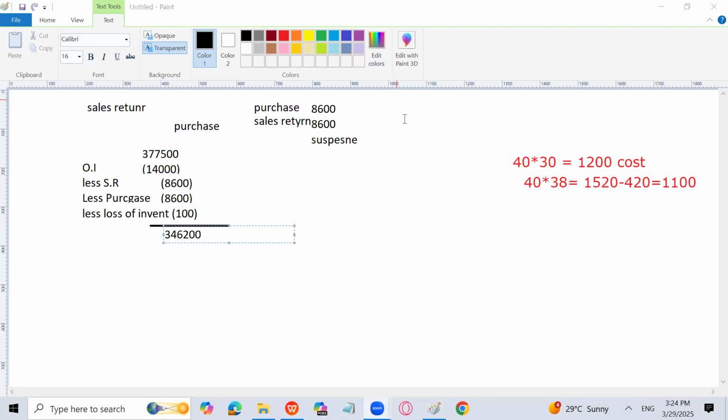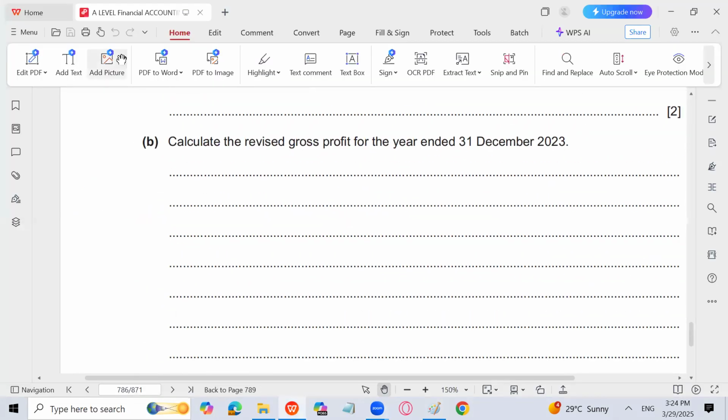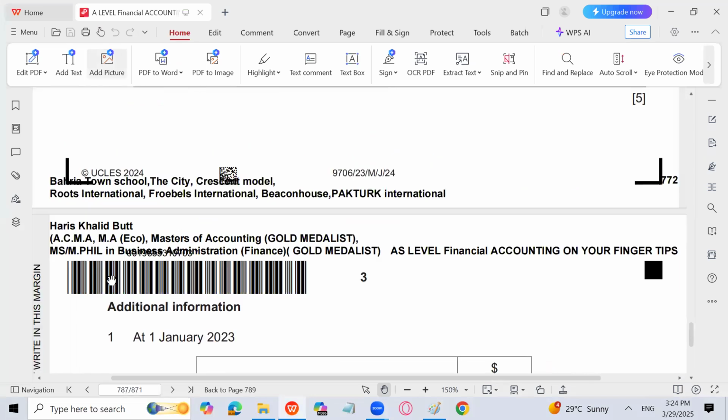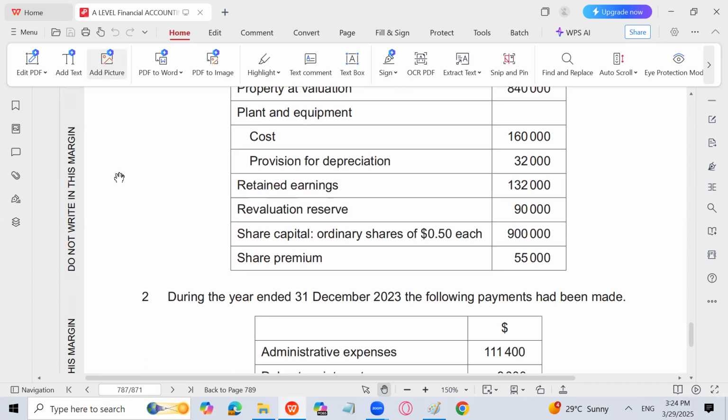Now let's move forward. The next part of the question is that we have to go for the income statement. Calculate the revised gross profit. Workings are given. 5 marks are there. First January, 6% debenture, property at valuation, plant and equipment, retained earnings, revaluation reserve is given. Share capital 0.5 each, 9 lakh. So 9 lakh divided by 0.5, the number of shares is going to be 18 lakh. Share premium is given 55,000.